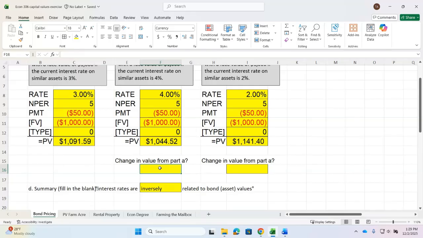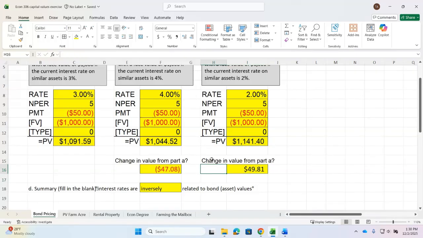Now, I want to calculate the change in value. The value of the bond went down. Let's subtract the smaller number from the larger number. Actually, no, let's do it this way so it shows as a negative. Take the end value minus the beginning value. That's what we want to do. So it went down by $47 here. And this one, let's take the end value, subtract the beginning value. It went up by $49 here.